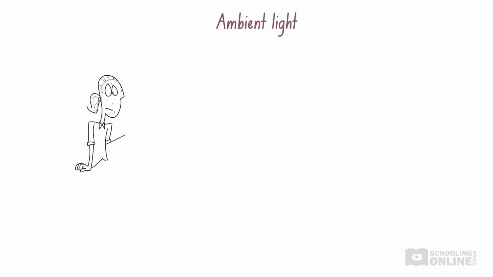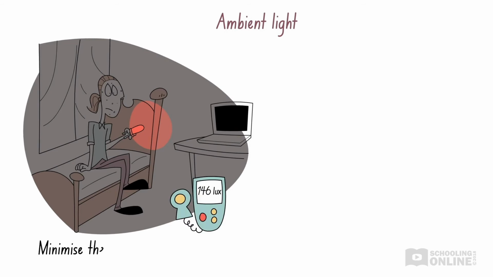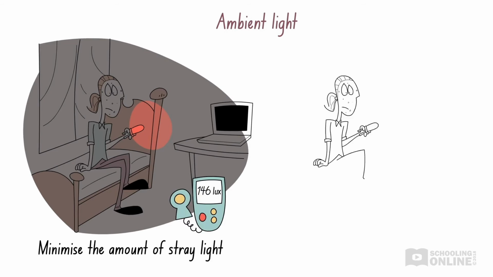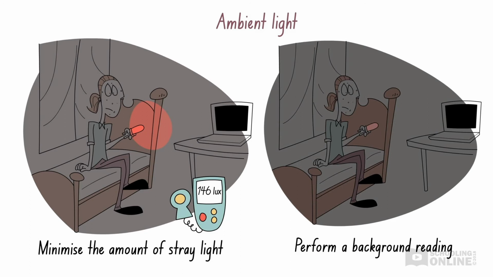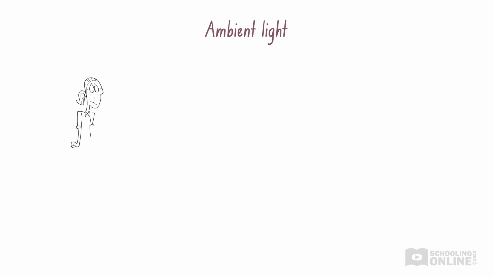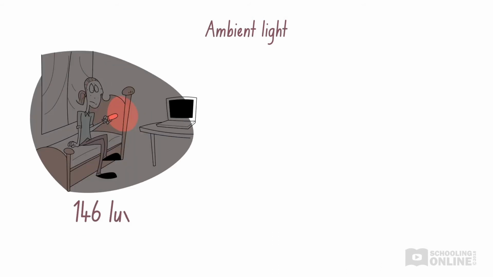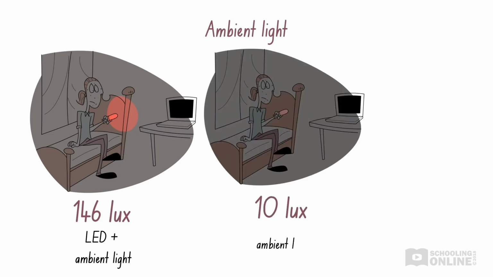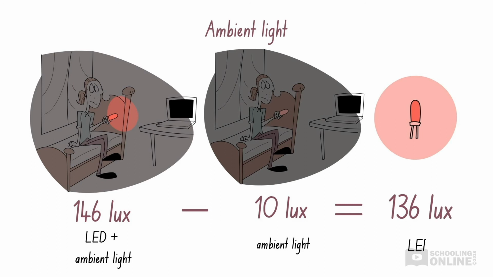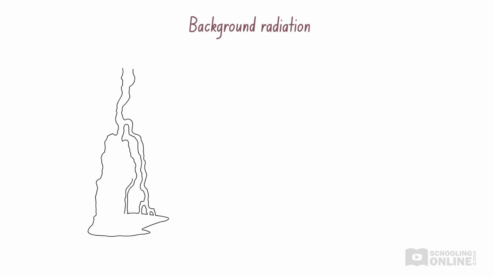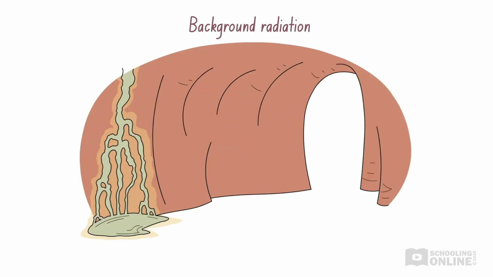To minimise the amount of stray light, we could perform the experiment underneath a thick blanket or in a dark room. We could also perform a background reading, that is, we can measure the intensity of stray light. The first value corresponds to the combined light intensity of the LED and the surroundings, while the second value corresponds to the surroundings only. Subtracting these two values gives us the light intensity of the LED, thus we obtain a result which is closer to the true value. These strategies can also be applied to experiments involving nuclear radiation.